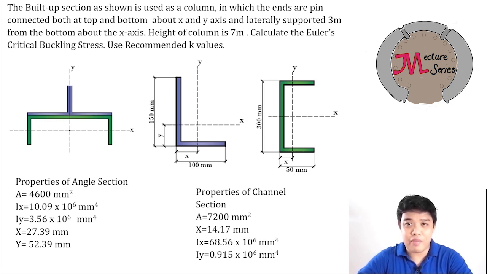Use recommended K values. If you're going to look, you can see here the built-up section. This is made of a channel and 2 angle bars. You see the properties of the section.